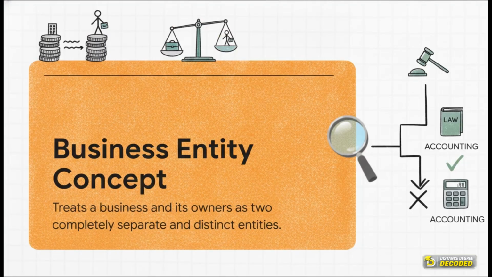Let's start with the business entity concept. This is where accounting draws its very first major boundary. It treats the business and its owners as two completely separate things. And this is actually super fascinating because in the eyes of the law, especially if you're running a sole proprietorship, you and your business might be viewed as the exact same thing. But the accountant? No way. The accountant absolutely has to separate you two. All the accounting is done strictly from the viewpoint of the business itself, never the owner's personal perspective.